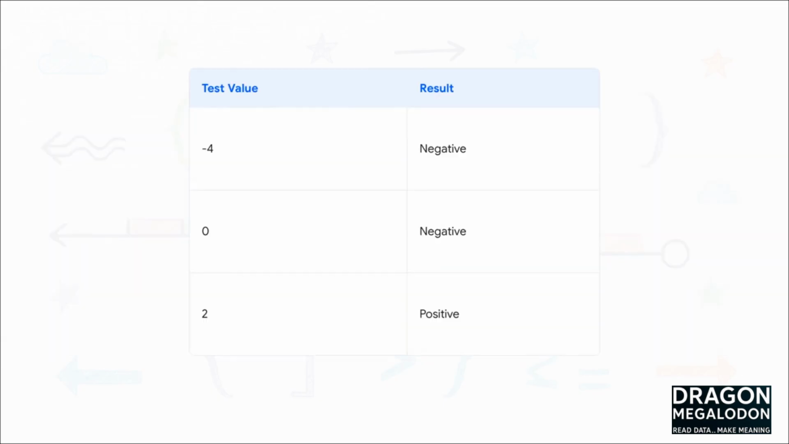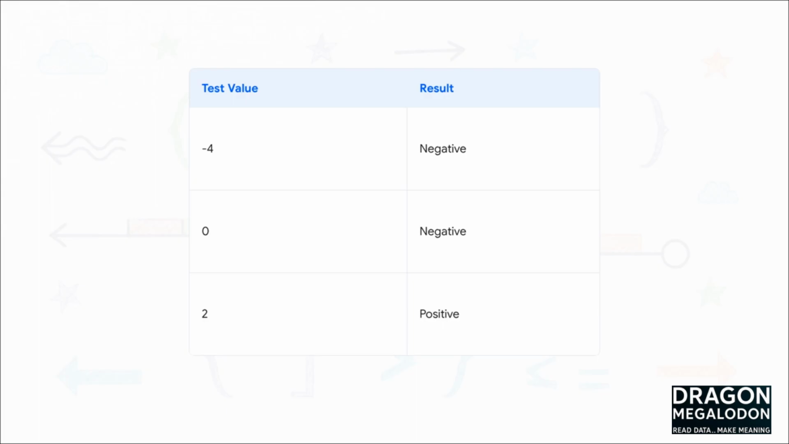By mapping these critical points on a number line, you create distinct intervals. Look at this matrix here. You take test values from between those boundaries, say -4, 0, and 2, and you plug them back into the factored polynomial to create a sign chart. When we plug in -4, the result is negative. When we plug in 0, the result is negative. When we plug in 2, the result is positive.